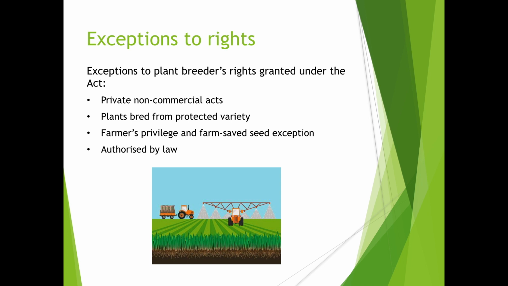Thirdly, there is a farm-saved seed exception that applies where farmers have planted a protected variety on their own land and wish to use the product of their harvest for future propagation in their own land. The last exception, as authorised by law, applies where a person is authorised by a law of either the state or commonwealth to do an act that would otherwise constitute an infringement.